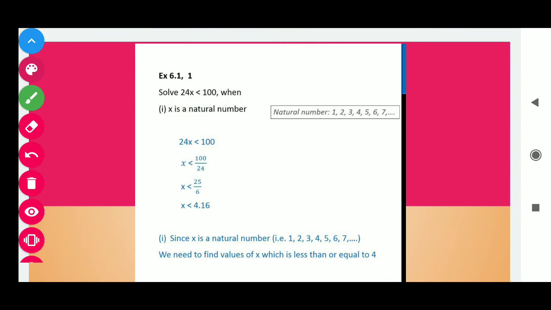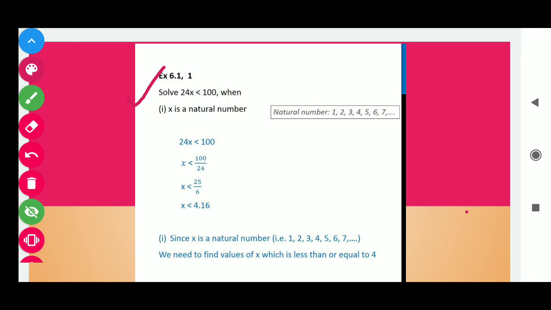Here we have question number 1. Solve 24x < 100 when x is a natural number. Students, what are natural numbers? Natural numbers are 1, 2, 3, 4 up to infinity. Natural numbers are those numbers which you can see in nature, that come from nature.